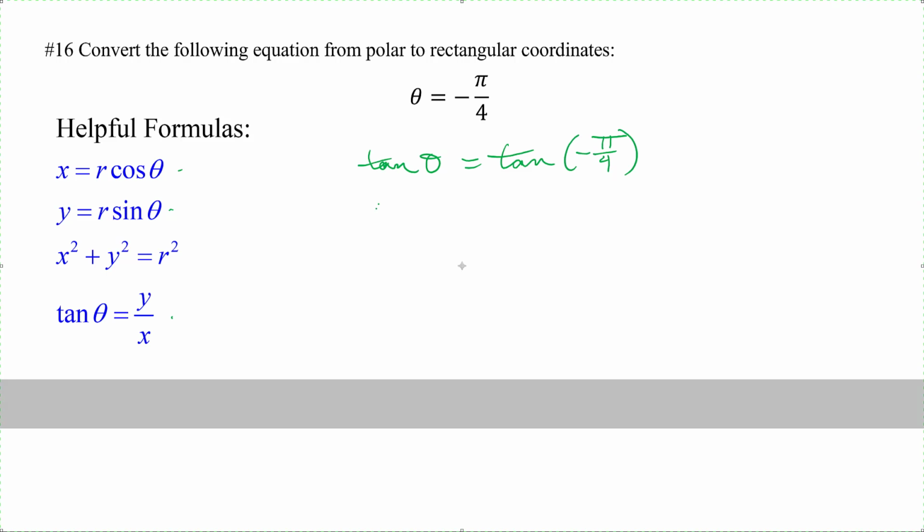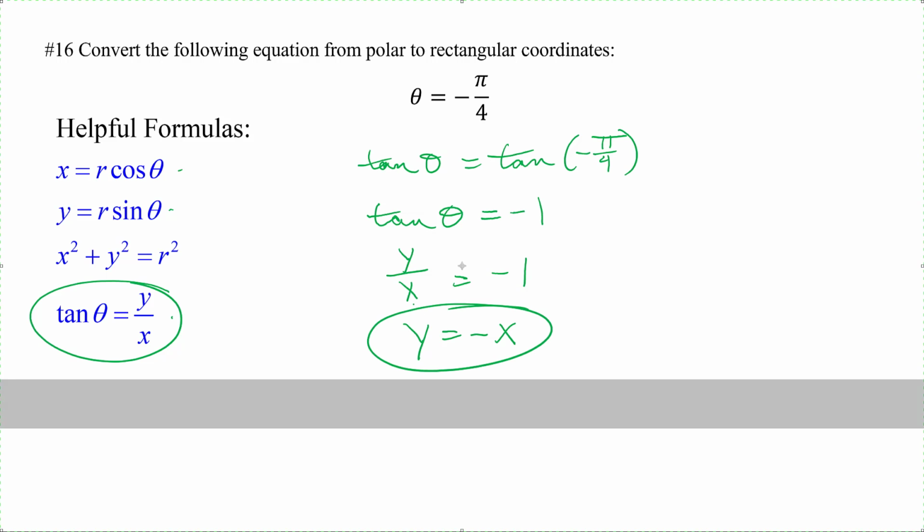And so I have the tangent of theta is equal to the tangent of negative pi fourths. If you think of negative pi fourths, we're in the 4th quadrant. The tangent in the 4th quadrant is negative. And the reference angle being pi fourths, the tangent of negative pi fourths would be negative 1. Now I'm going to go back to my formula here, and I'm going to write tangent of theta as y over x. I have y over x equals negative 1. That gives me y equals negative x.